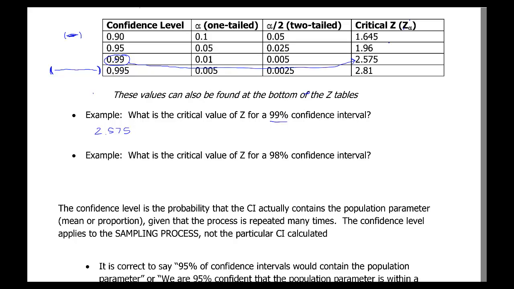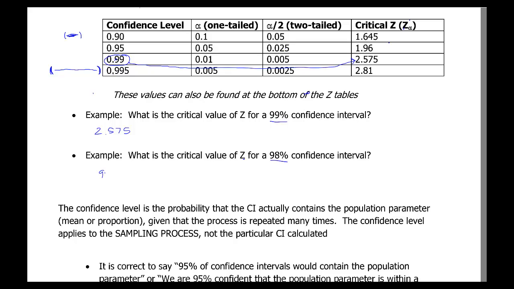So when you're using common confidence levels, it's easiest just to look it up in the table, or again, if you remember some of these values, that makes it easy too. 98%, you'll see that one's not on the table. So 98% is not a common confidence level, but we can still figure out what z will be.